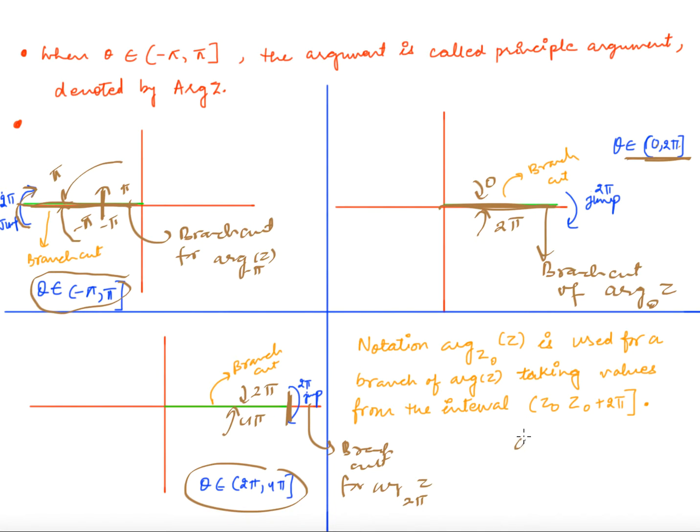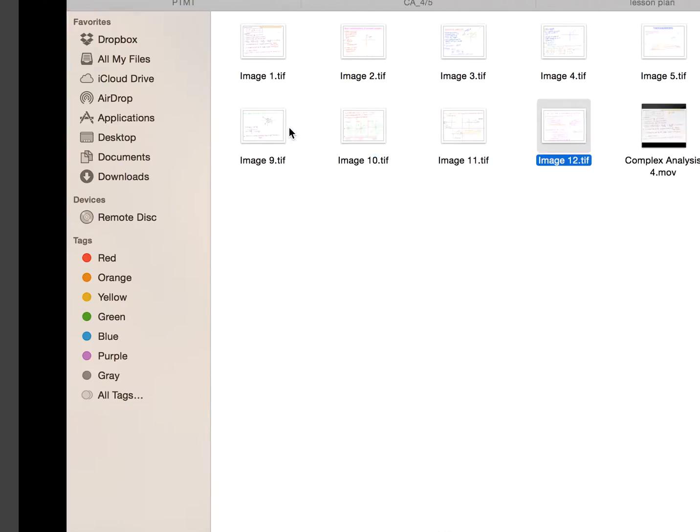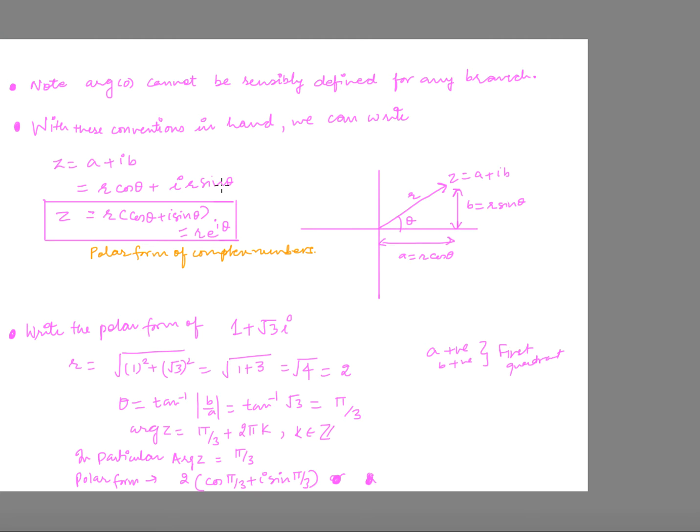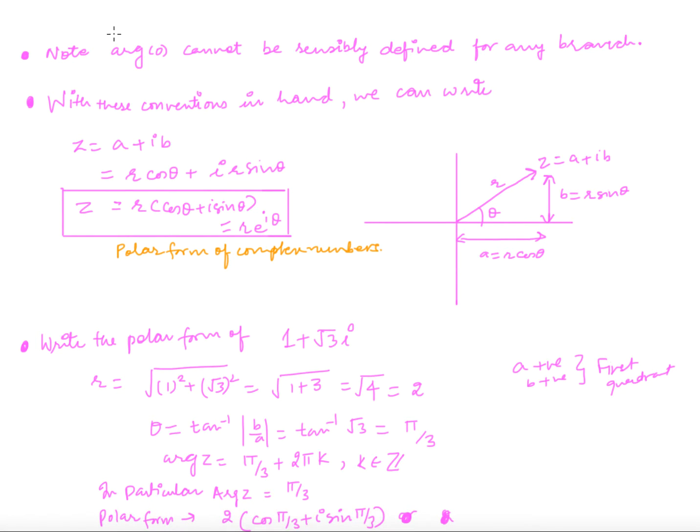In general, theta equal to z naught is your branch cut for the branch argument of z with z naught fixed. Okay. So this is how we will define our theta. Okay. So let us do one problem. And one more thing I want to specify.